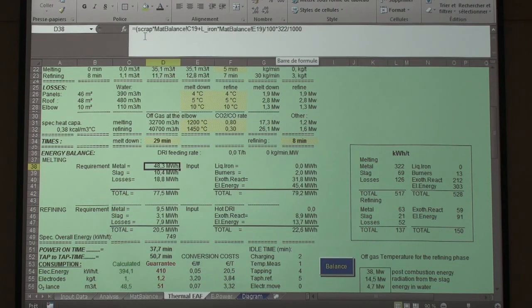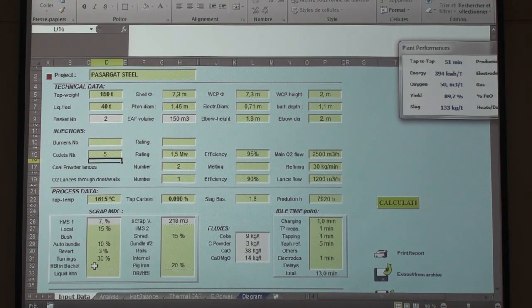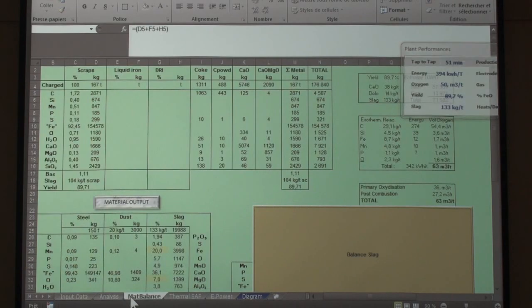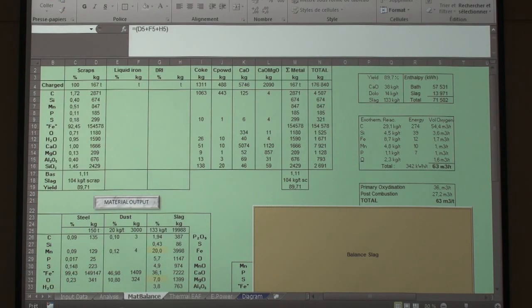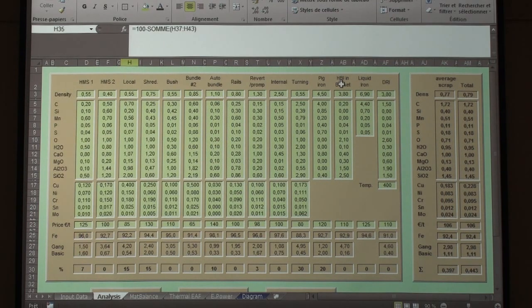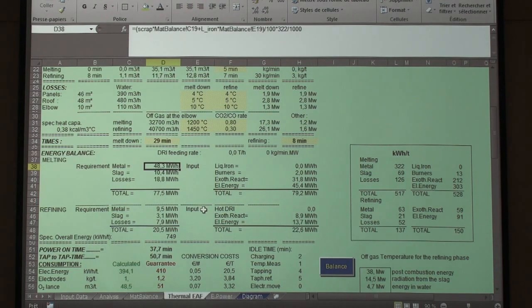Of course, here you have the scrap and the liquid iron. You don't have the DRI. DRI is fed only on flat bath, never. But you are allowed to put DRI in the bucket. Here you have HBI or DRI in bucket. And then in this case it will be considered in the material balance. Because here in the analysis you have HBI in bucket, which will be included in this column here.